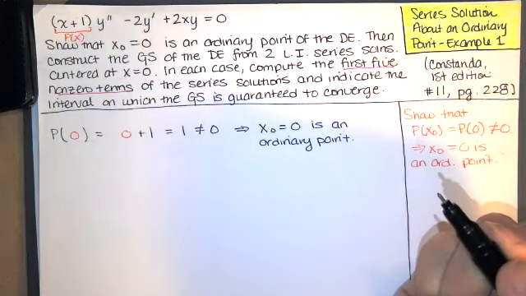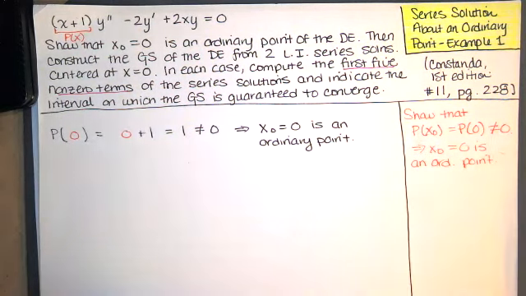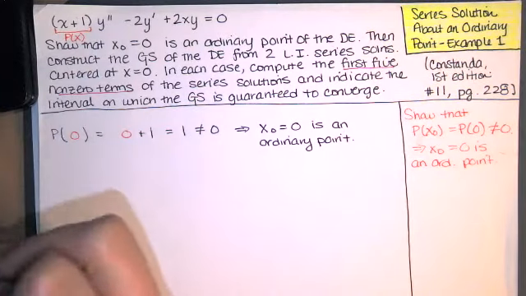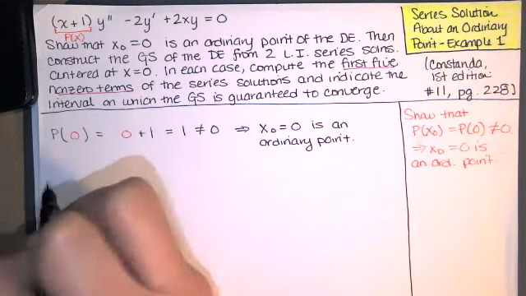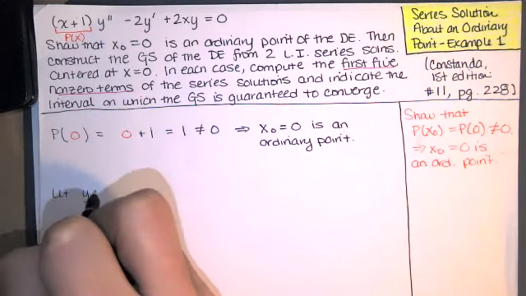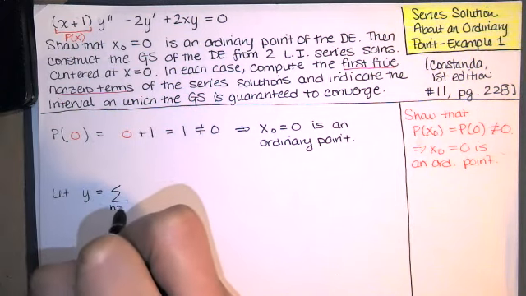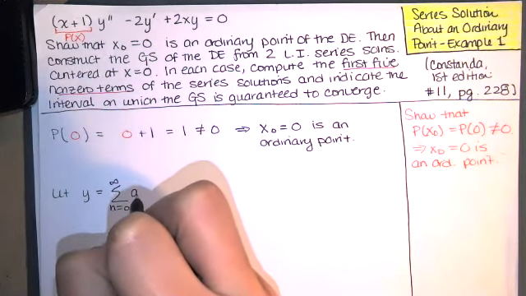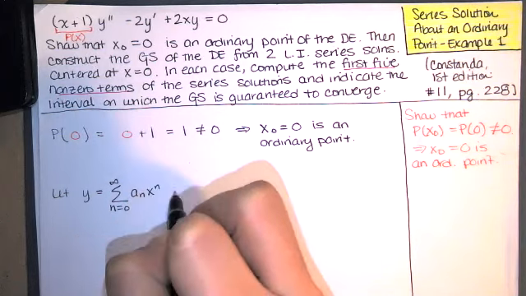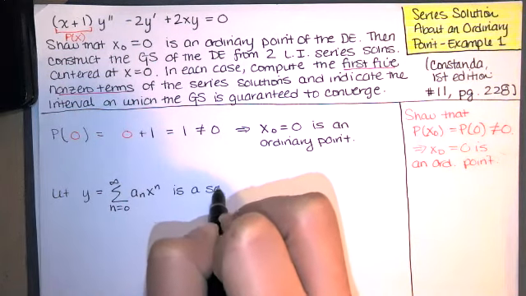Okay, now we want to construct the general solution. So we will start by assuming that y equals the sum as n goes from 0 to infinity of a sub n times x to the n is a solution of the differential equation.